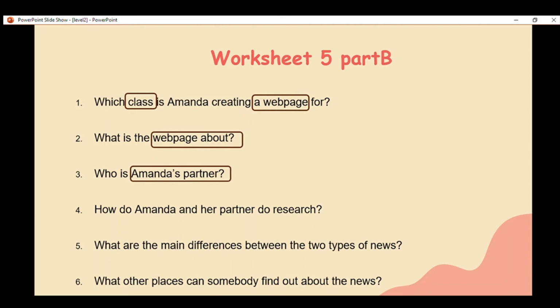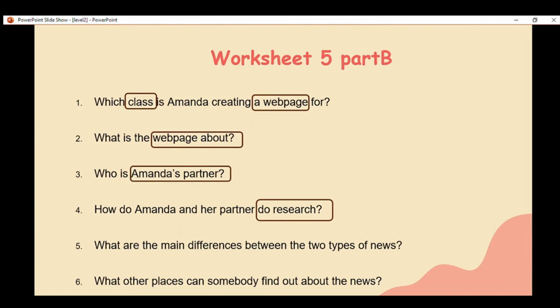Number 4. How do Amanda and her partner do research? The question is how, which is asking about the process of how Amanda and her partner do research. The clue here is do research. How do they do research?